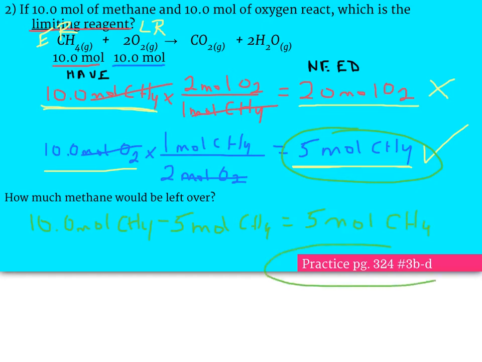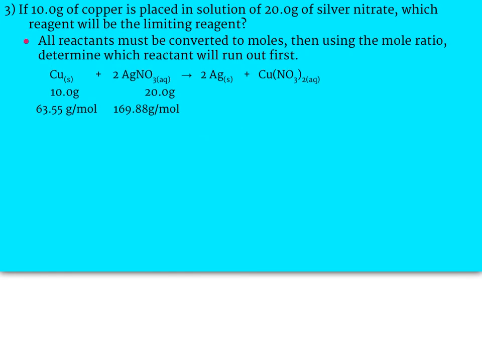To practice this, there are some questions. This is a very similar question to what we just did. The big difference is that instead of giving you moles, I'm now giving you grams. That means the first step is to find moles and then do the same thing we did in the last question. So same question, which one will be the limiting reagent? What we have to do first is convert things to moles, then use our mole ratio and determine which one will run out first.